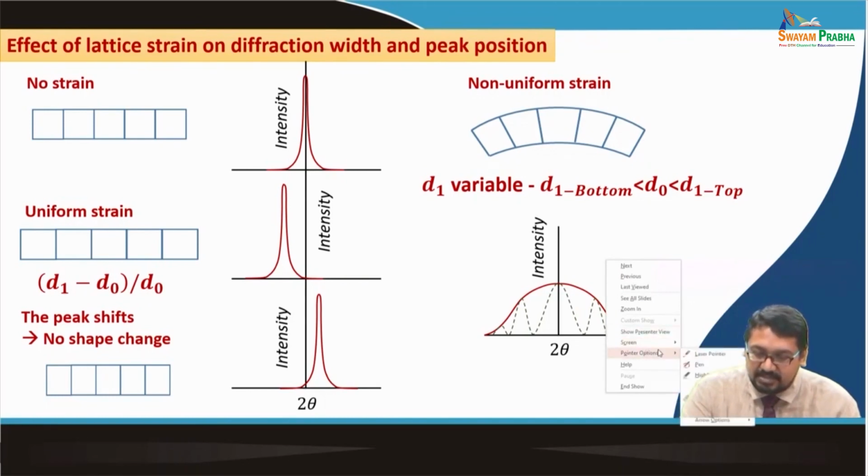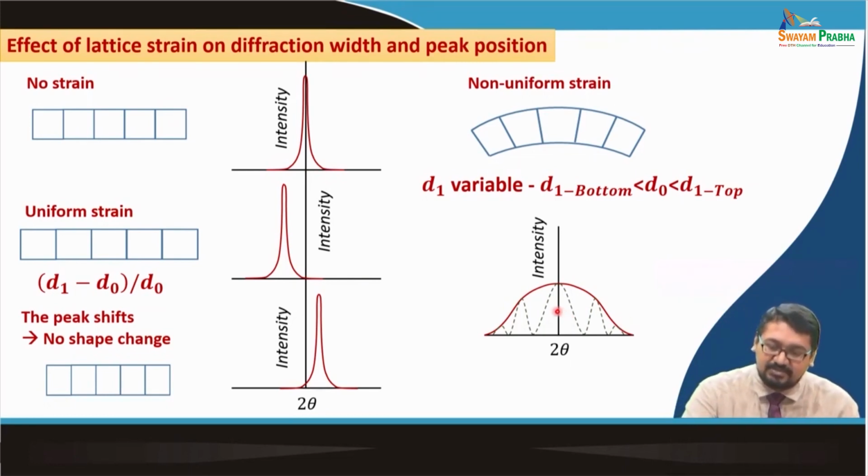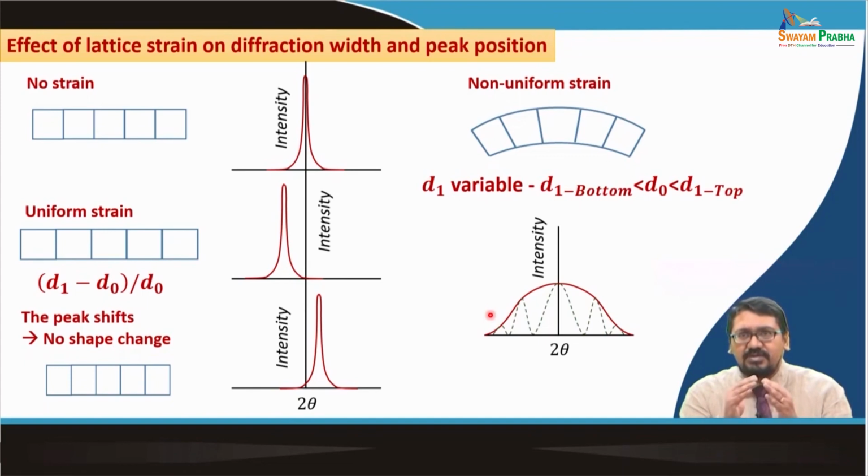Let me use the laser pointer. So, when d is decreased, the peak shifts towards this direction, and if d is increased, then the peak shifts towards this direction, leading to thickening of this peak, and it becomes something like that. So, it is also important to understand how d spacing and changes in the d spacing may occur in the material under some kind of processing conditions, which lead to shifts in the peak or spreading of the peak.